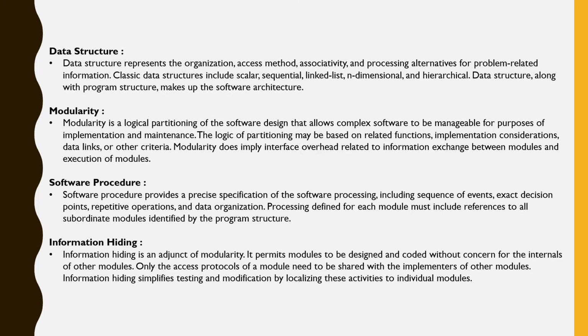Number 7 is software procedure that provides a precise specification of the software processing, including sequence of events, exact decision points, repetitive operation, and data organization. And the last one is information hiding. That is an adjunct of modularity.